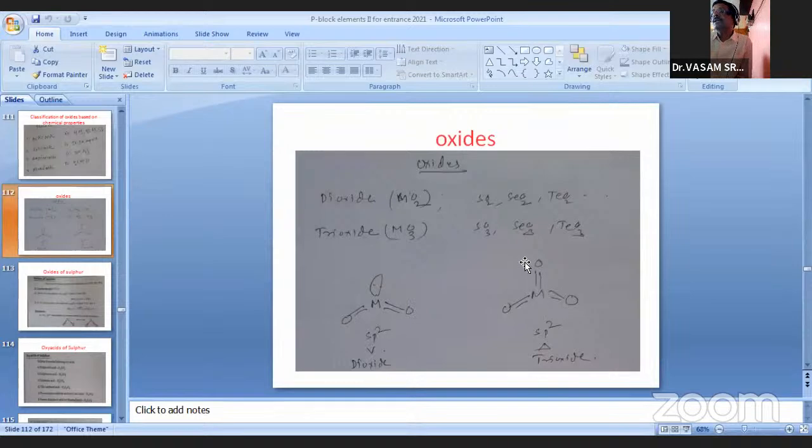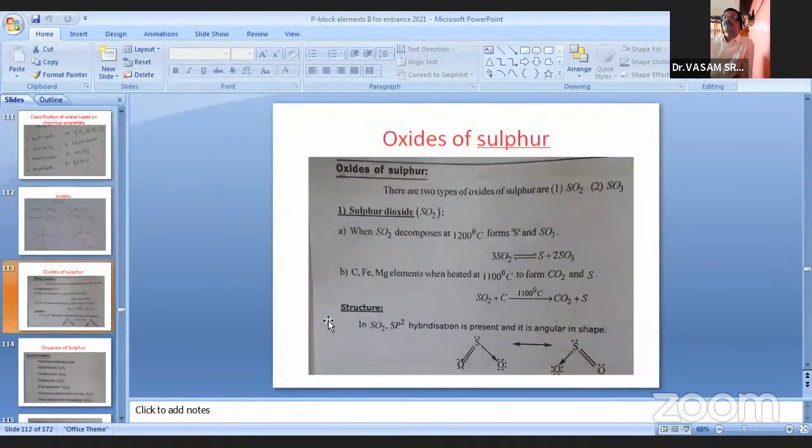Here the trioxides exhibit sp2 hybridization, and the geometry is trigonal planar. Okay, so these are the structures of dioxides and trioxides. Now come to the oxides of sulfur. You know these are the 2 types of oxides, SO2 and SO3. SO2 and SO3 both are acidic oxides, and this is the structure of SO2.